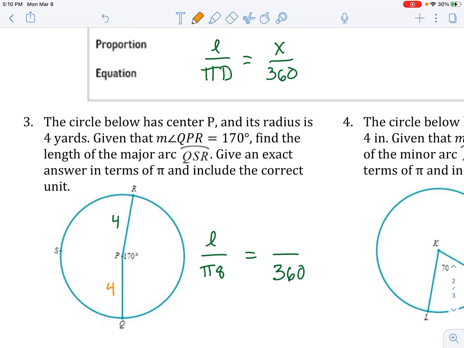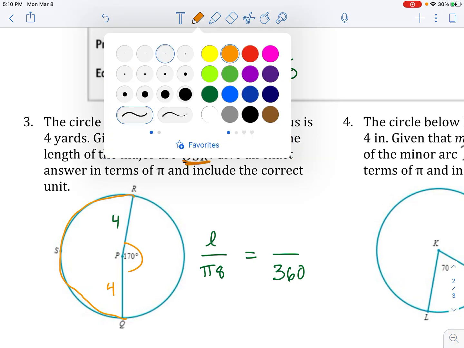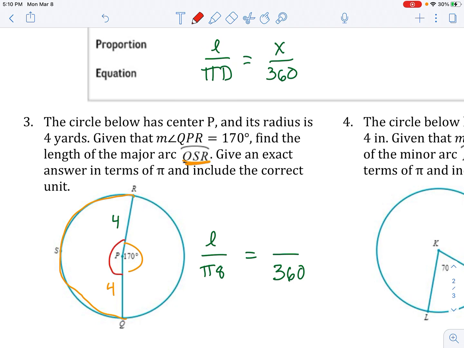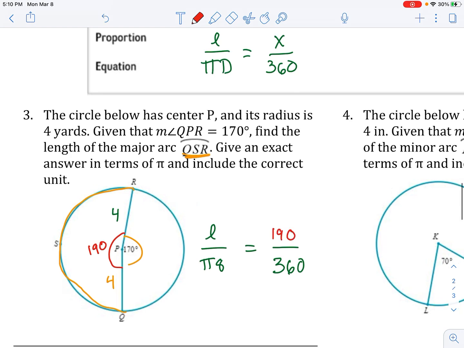We're looking for L, or the arc length. Specifically, we're looking for the arc length for QSR, which is this side of my circle. So if we're looking for that part of the circle, I need the angle on that side of the circle, and it doesn't give me that angle. It gave me the angle over here. It said it was 170. That means the angle on the other side must be 190, and it looks like it's more than 180 because it's bending backwards, right? So 190 would go there.